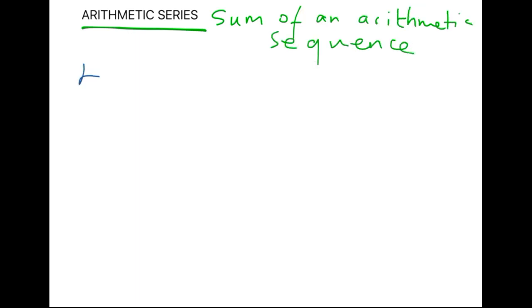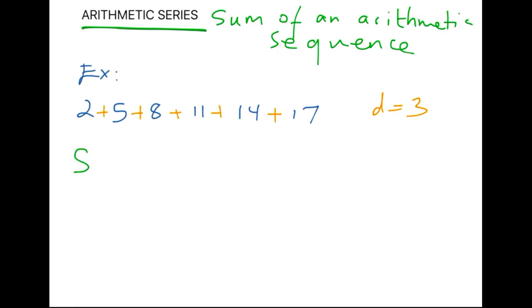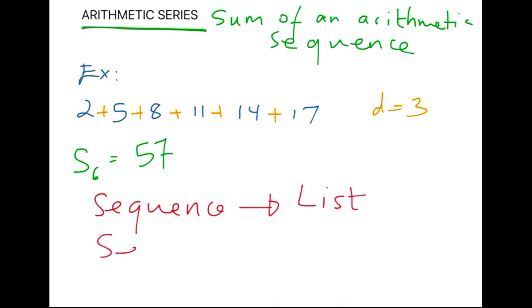Let's look at an example. Think of the following arithmetic sequence. Of course, this is an arithmetic sequence since the common difference is 3. So the series of this sequence will be the sum of the following numbers. And so this is the sum of 6 terms that will give you 57. So 57 is the arithmetic series of this sequence. So the arithmetic sequence is simply the list of the numbers, whereas the series is the sum of those numbers.